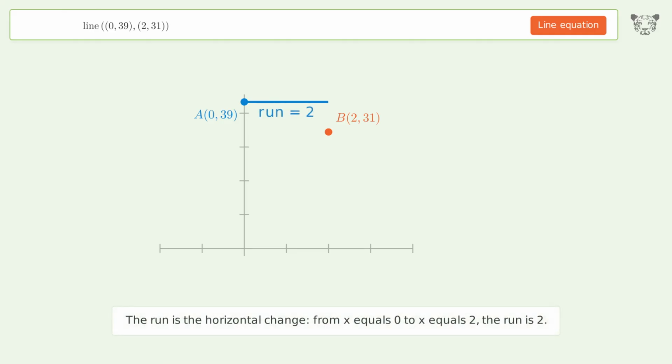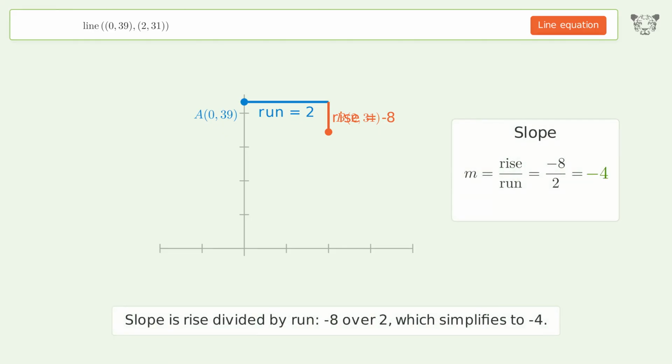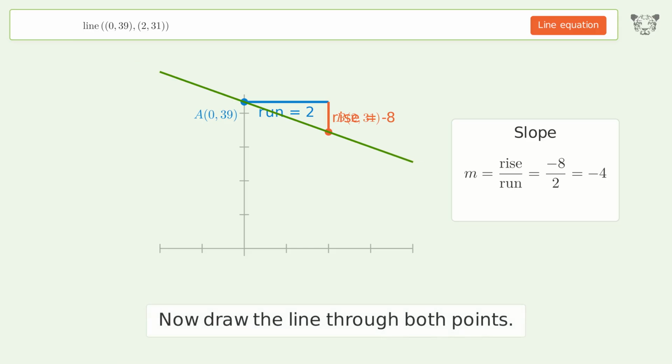The run is the horizontal change, from x equals 0 to x equals 2, the run is 2. The rise is the vertical change, from y equals 39 to y equals 31, the rise is -8. Slope is rise divided by run, -8/2, which simplifies to -4. Now draw the line through both points.